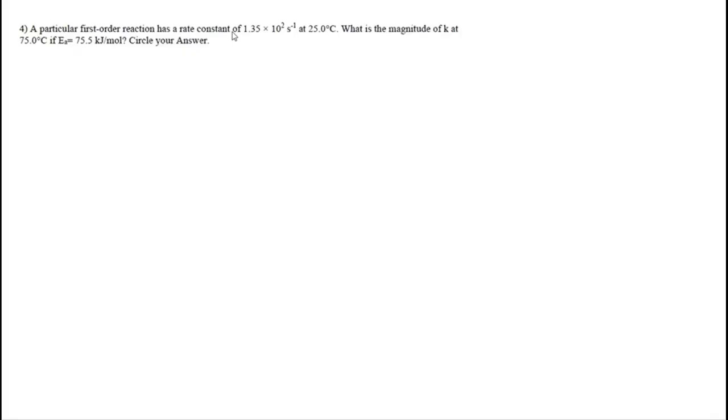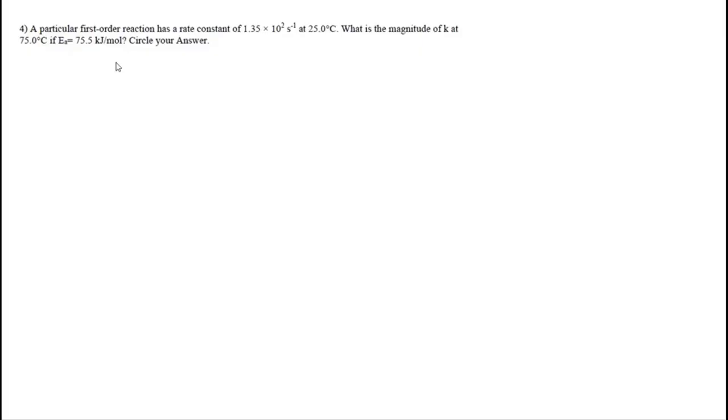What is the magnitude, meaning what is the value of K at 75 degrees Celsius? So now they're giving me another temperature. And then it says if EA, which is activation energy, is equal to 75.5 kilojoules per mole. So I'm like, wait a minute.